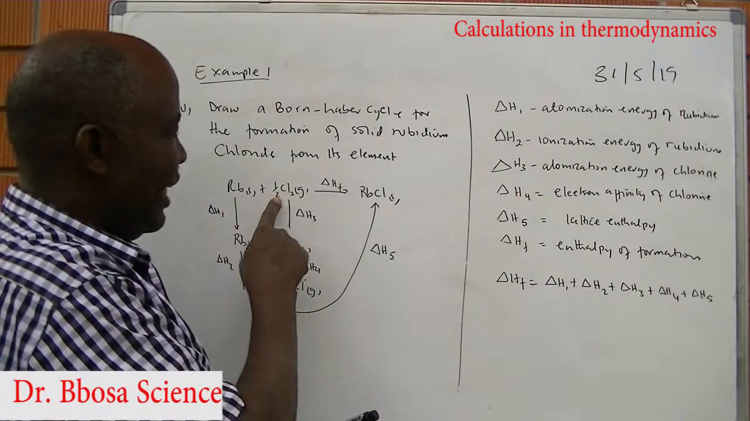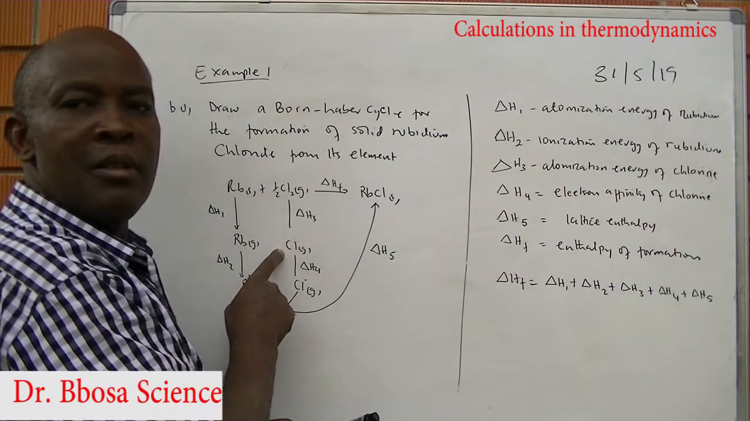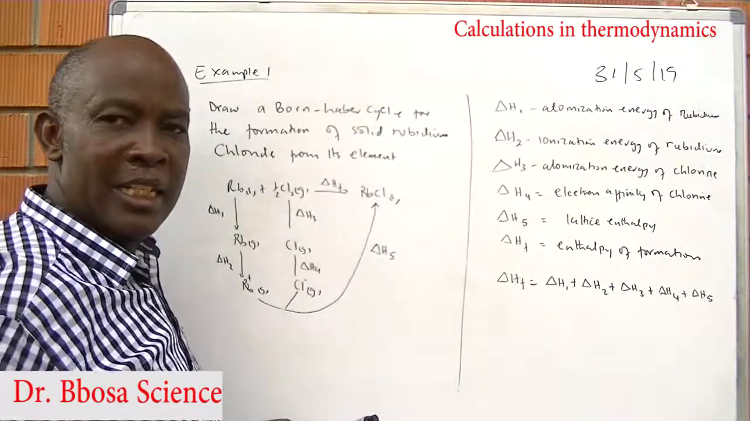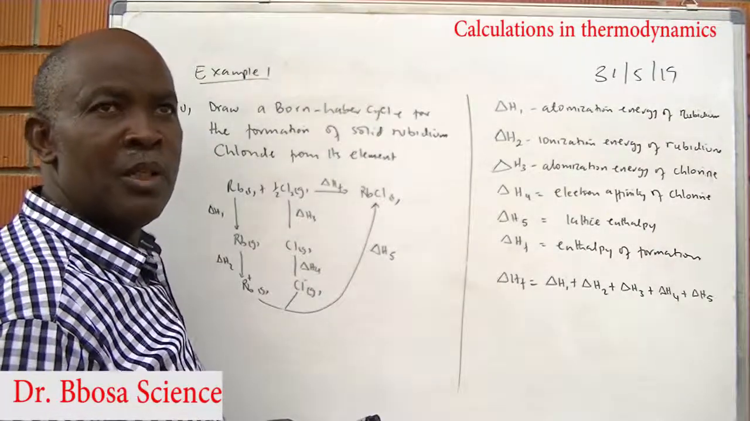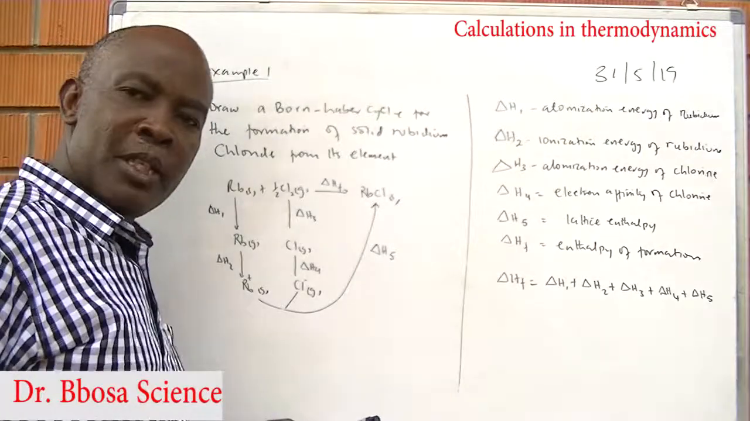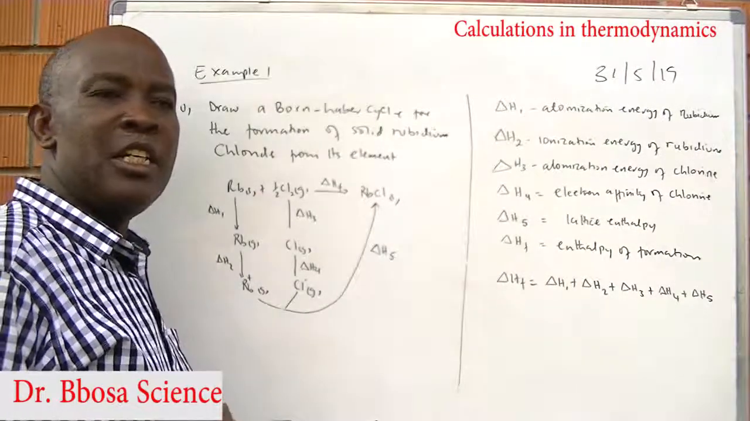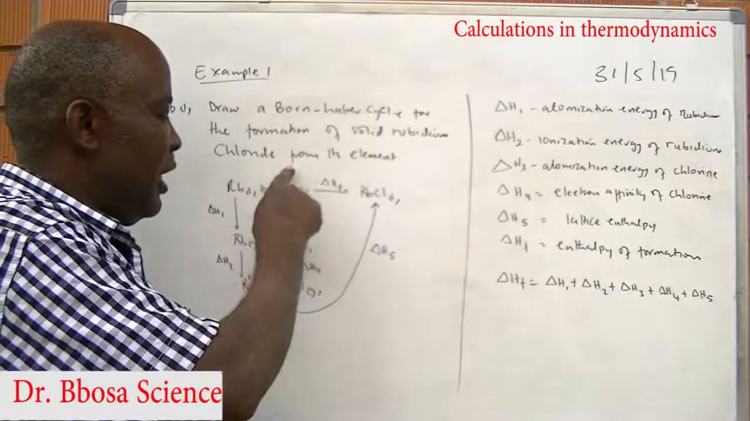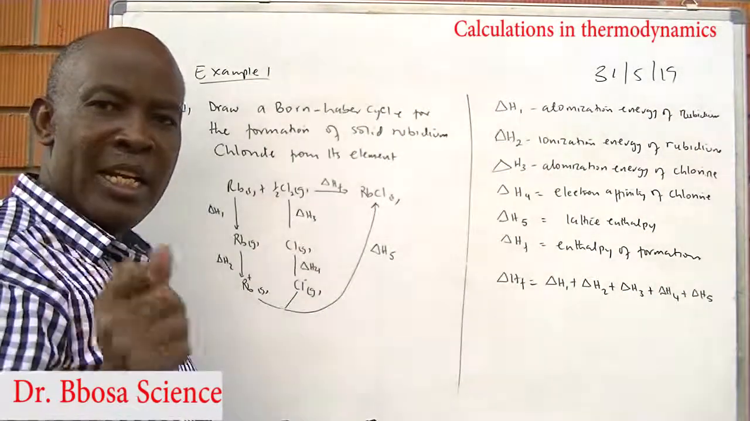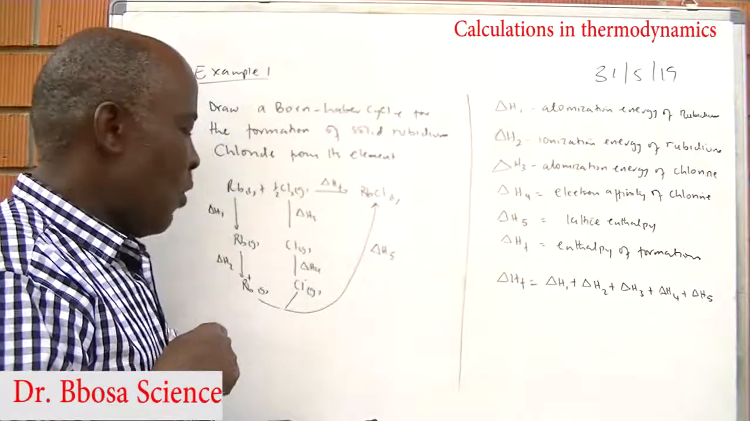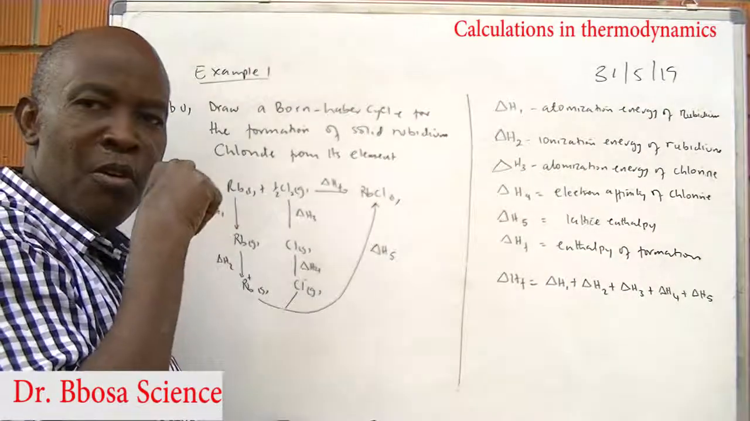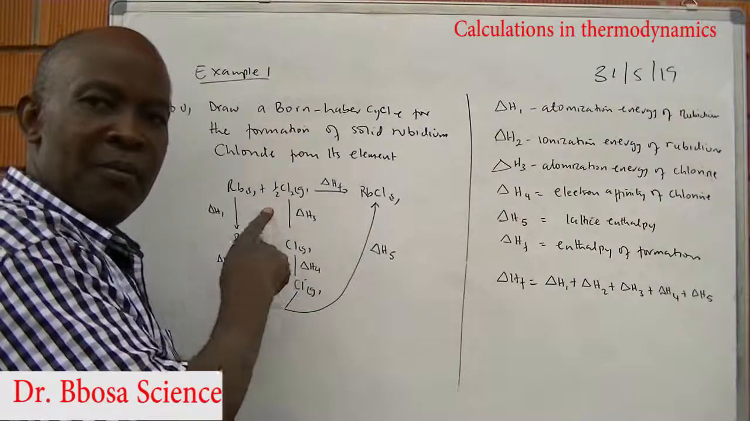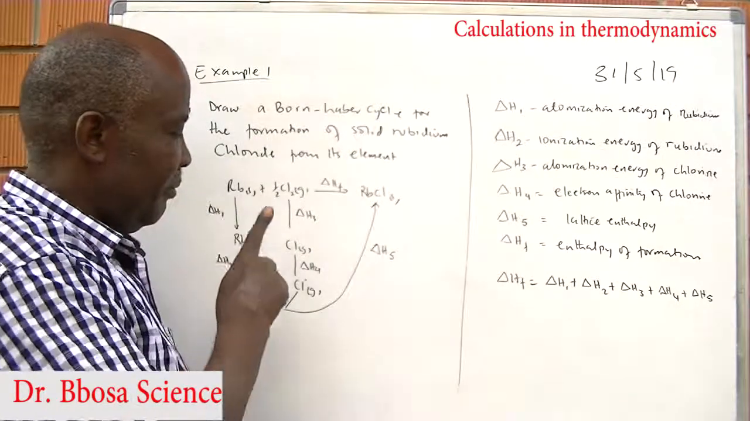Then chlorine gas is changed into chlorine atom, as a gas. The enthalpy change, delta H3, is either enthalpy of atomization or enthalpy of bond dissociation. Remember that enthalpy of bond dissociation is twice the enthalpy of atomization of chlorine, because one mole of chlorine will give you two moles of chlorine atoms. But in atomization, we are interested in formation of one mole of chlorine atoms. So delta H3 is enthalpy of atomization, because you are forming one mole of chlorine atoms.